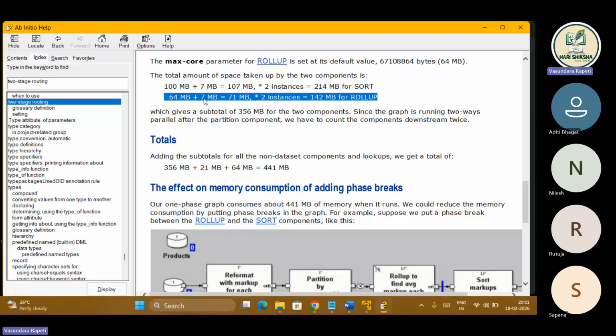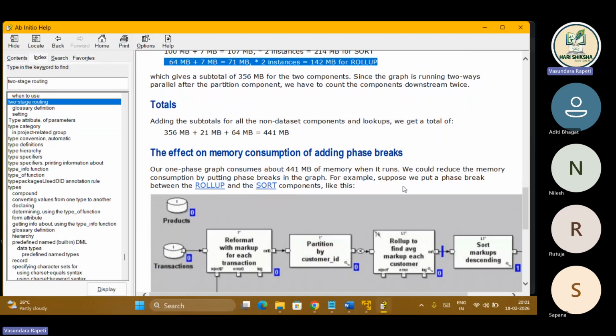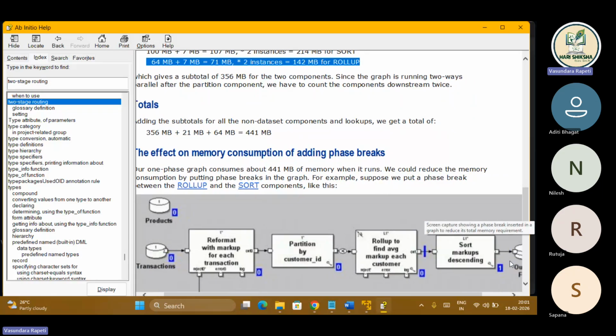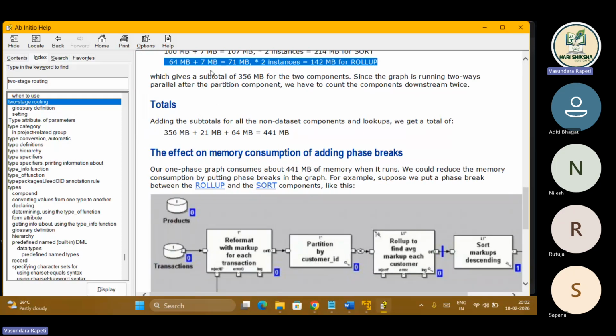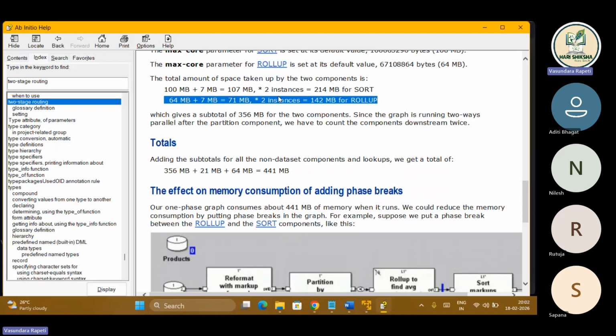64 MB plus 7 MB, 71 MB into 2 instances. It is 2-way, I think. This output is 2-way. That's why rollup is 2, sort is also 2. That's why 64 MB is max-core, 7 MB is component size, 71 MB into 2, 142 MB for rollup. And the sort component is also 100 MB max-core, plus 7 MB, 107 into 2, 214.